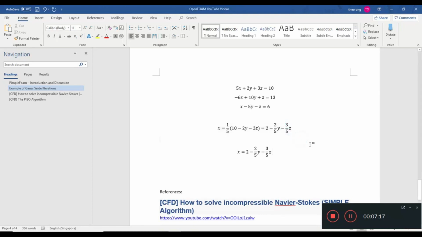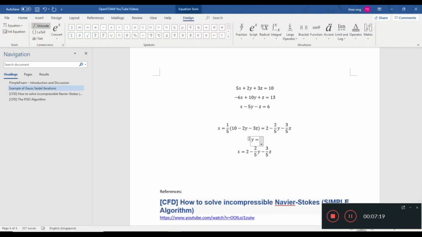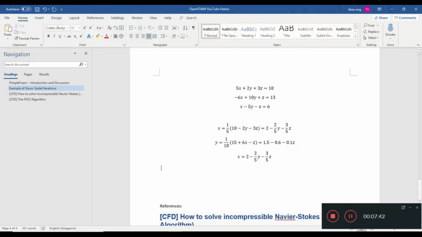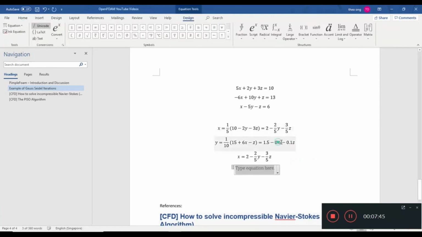So for the y, we can do this as follows. y equals 1/10 times (13 plus 6x minus z). So 15 over 10 is 1.5, minus 0.6x, minus 0.1z. Okay, so the y is as follows. I'll just copy and paste this whole thing here.